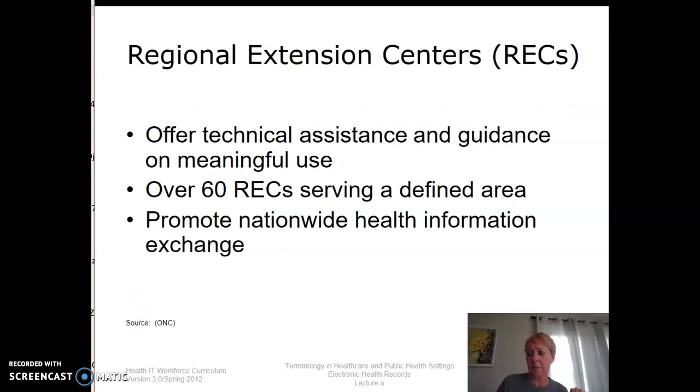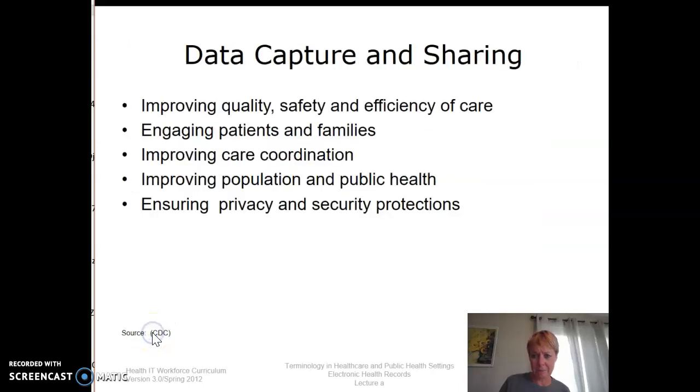They also created what were called regional extension centers. Regional extension centers were developed to offer technical assistance and guidance on how to implement meaningful use. There are over 60 regional extension centers across the United States, and they promote nationwide health information exchange. So, for example, I was part at that time of a committee for Iowa for the implementing of HITECH and the RECs, and their purpose was how to promote that health information exchange.